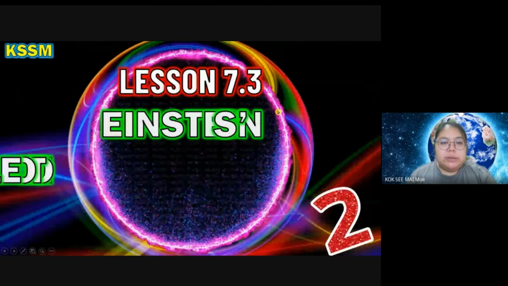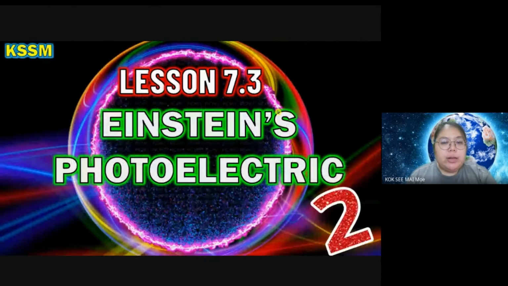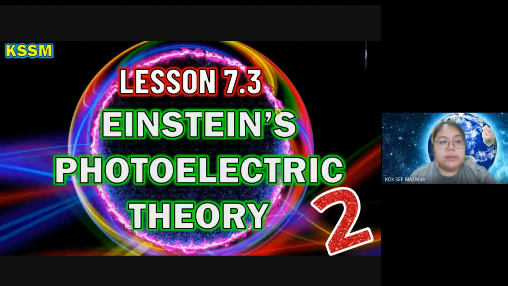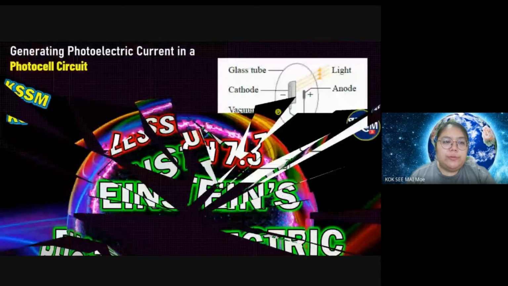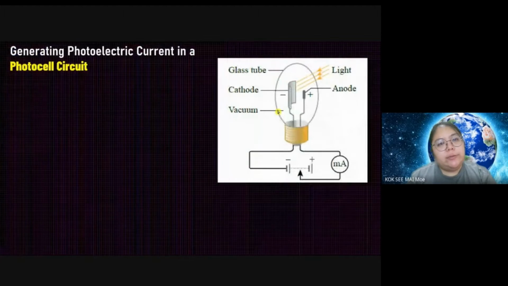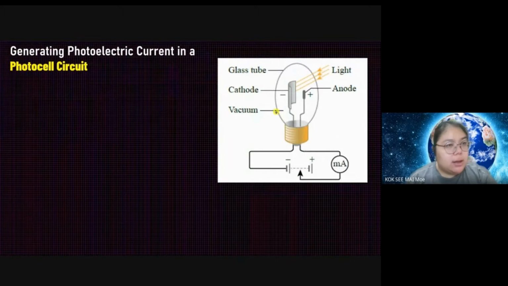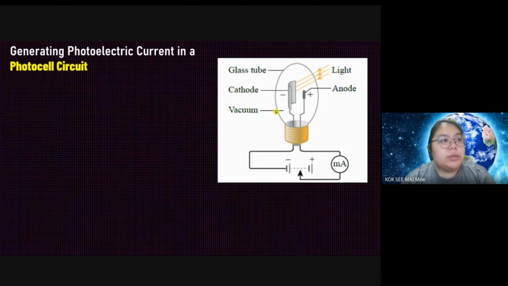Okay, the topic is still the same, just Einstein's photoelectric theory. This one is series 2. From here, we need to go through the following for generating photoelectric current in the photocell circuit. It's almost the same as what we learned before about how photoelectricity produces the photoelectron. From here, they're just using a circuit. Now it's a photocell circuit.